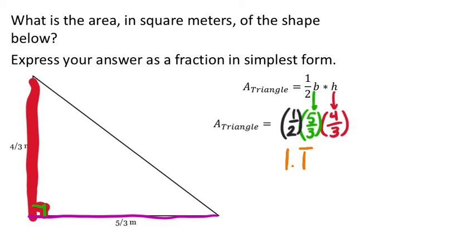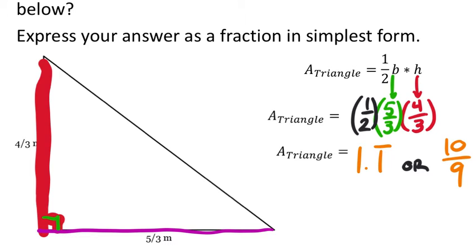But it said it wanted the fraction, so I'm just going to push math, enter, enter. So math, enter, enter, and it changes that into a fraction for me as 10/9. So 10/9 will work, and that's the area of that triangle. But again, it did want the fraction in simplest form, and just so you know, this calculator will always make your fractions in simplest form. So this is the one that we want.